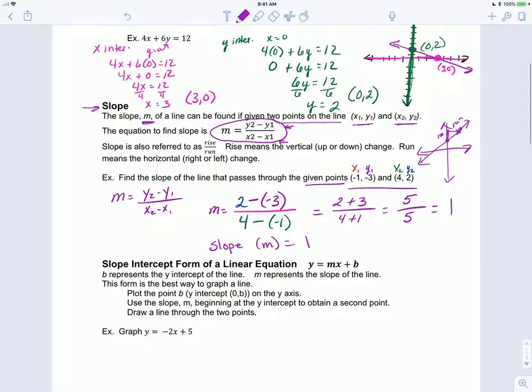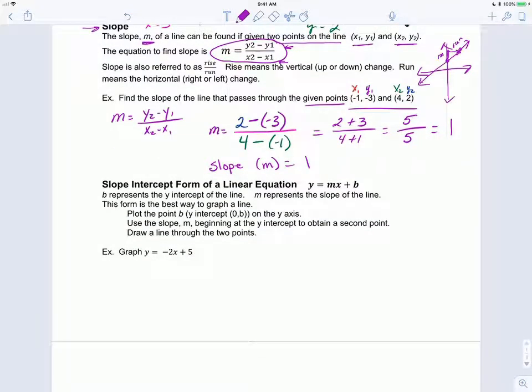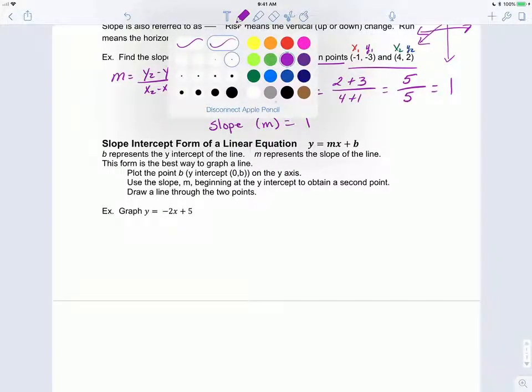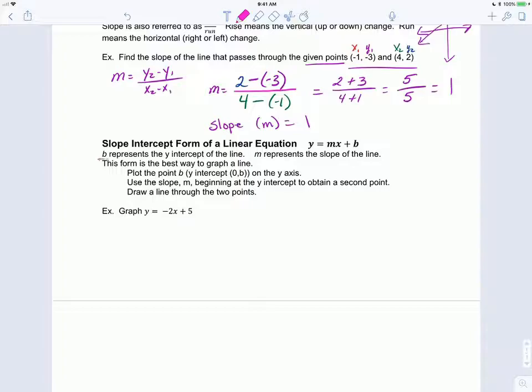All right, so keep that in mind. So now we have the slope-intercept form of a linear equation, that y equals mx plus b. And that is the easiest way to graph a linear equation. So remember that b represents your y-intercept of the line. So this is my b, represents the y-intercept. M always refers to the slope of the line, so that's going to be that m, this number that's here.